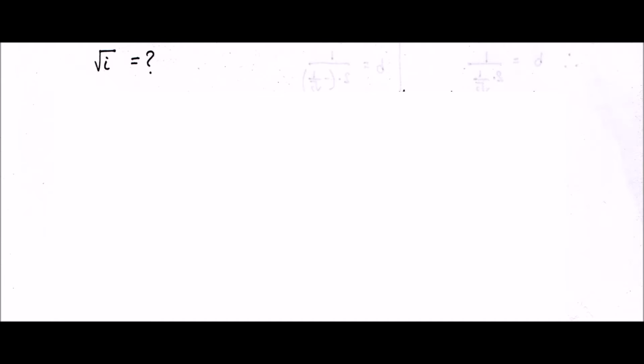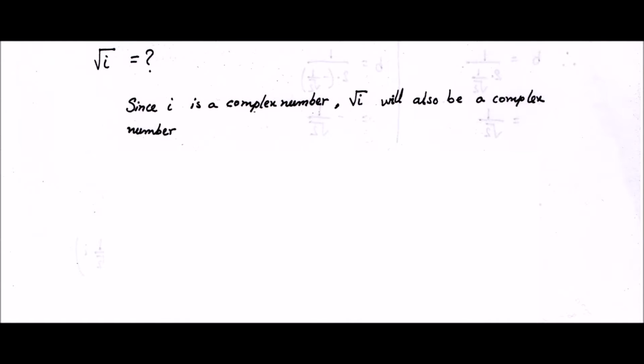Hello everybody, so today we're going to find the square root of i. So i is the square root of -1, which is a complex number, so we can also say that the square root of i is also a complex number.